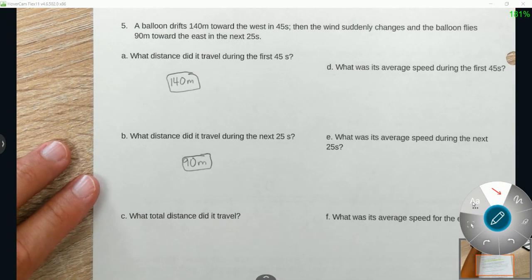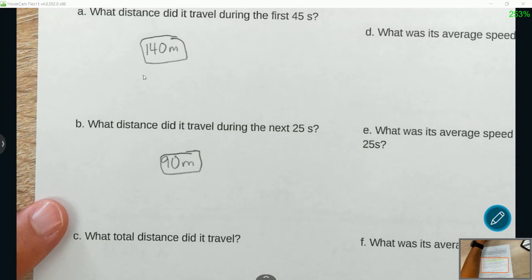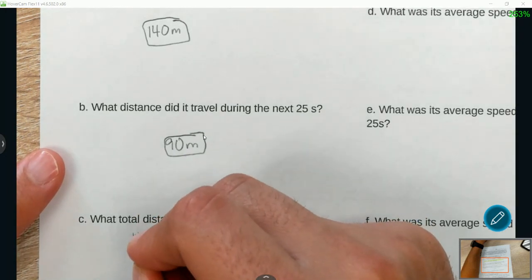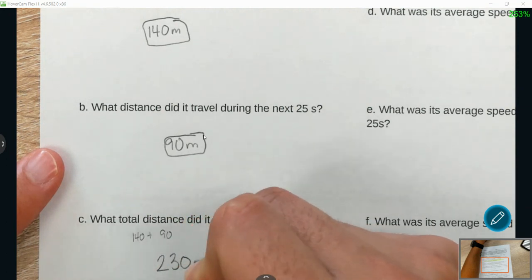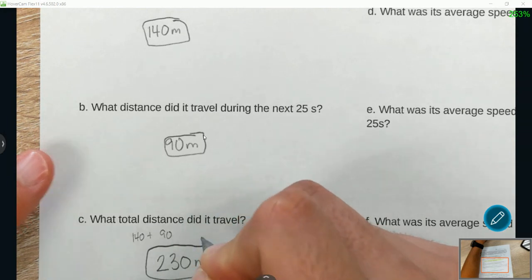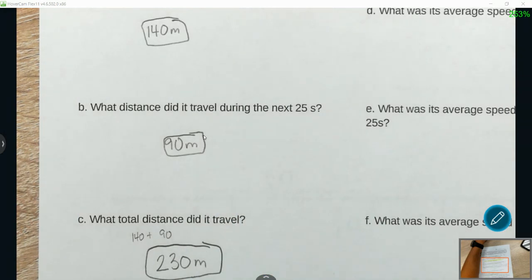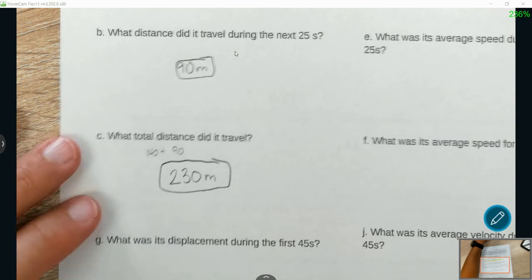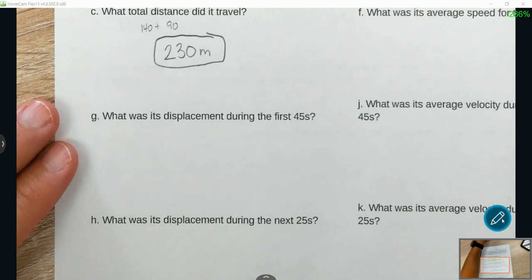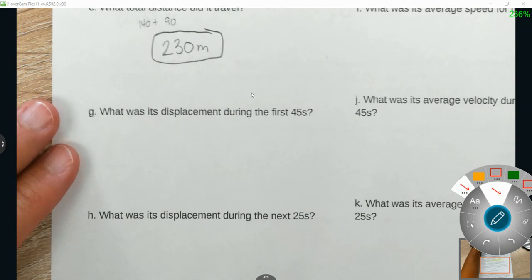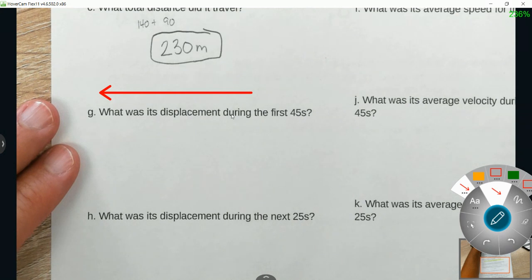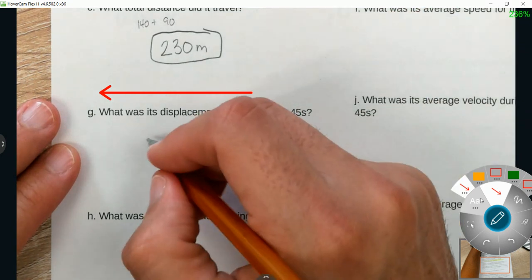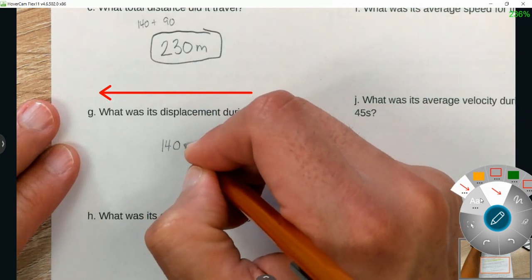What is the total distance traveled? Well, if you moved 140 and 90, what is that going to give us? 230 meters. Okay, good. So now it's going to ask us, what was the displacement during the first 45 seconds? So again, what did it do? It went what direction, east or west, for the first 45? West. Okay, so it moved this 140 west, and so that will be your displacement.